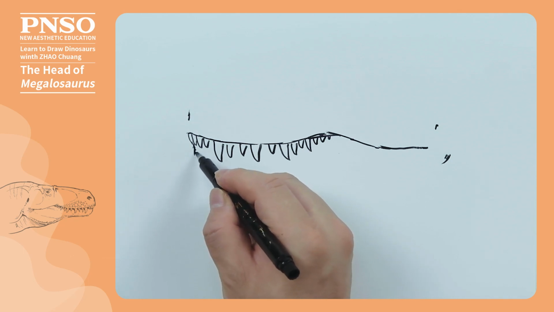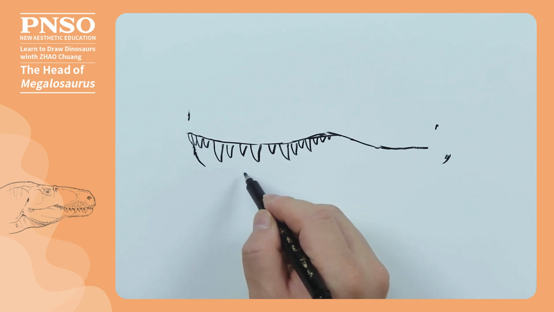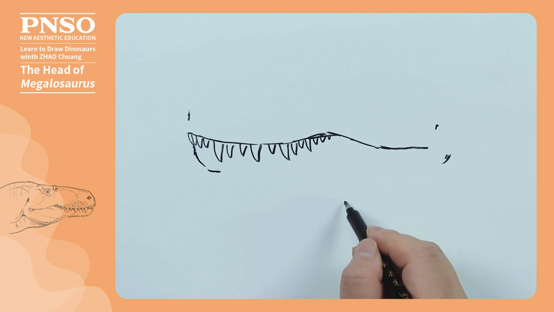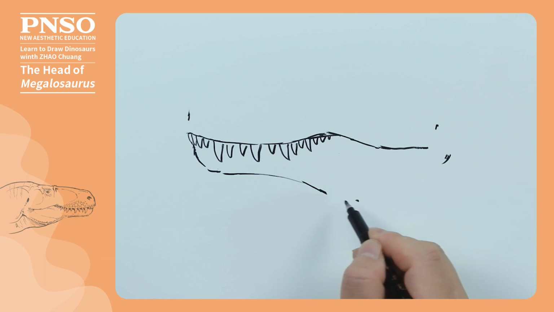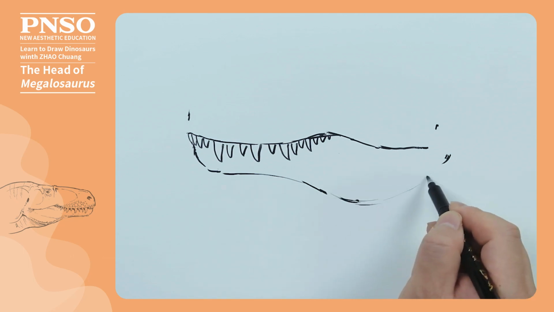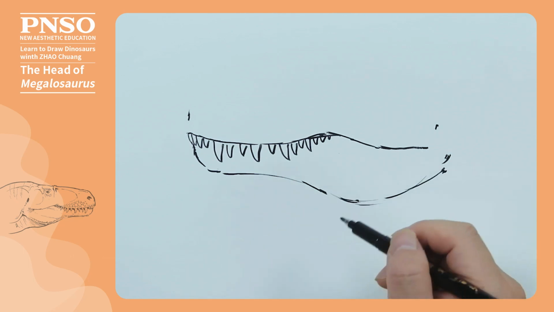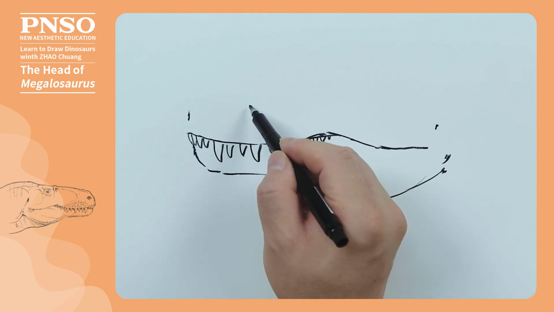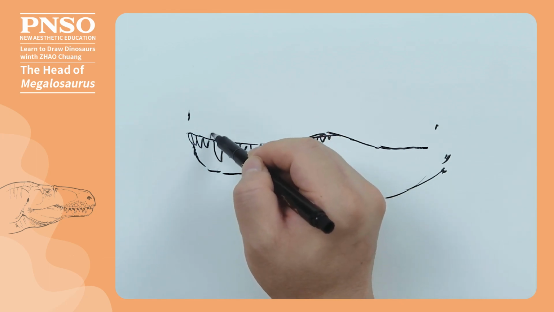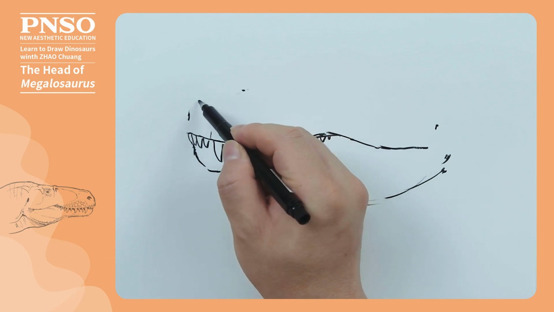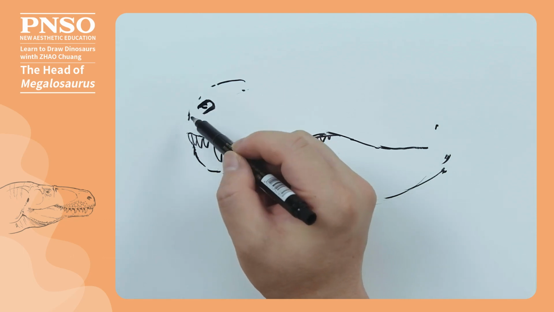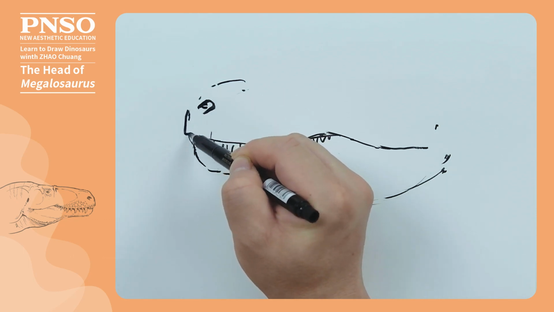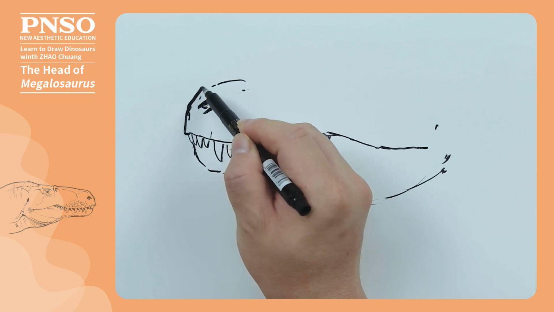Then, we complete the lower jaw, which was thinner at the front and thicker at the back. Here is where its premaxilla intersects with the maxilla. Its nostrils were located on the premaxilla. Now, we draw the contour line of the anterior of the mouth.